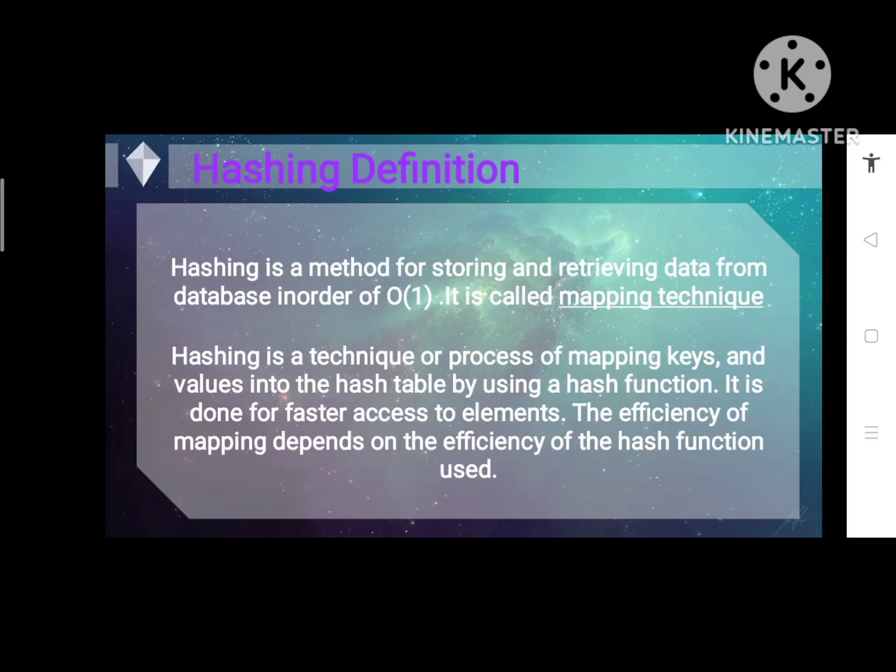How does hashing work? Hashing has a process. It has a value which is stored in the database. What's the database? That's a hash table. In arrays we have a database, that is the array. In stack we have a database, like a box or something like that. Here we have a database that's called a hash table. It's a database used to store hashing values, and hashing values are called mapping keys.